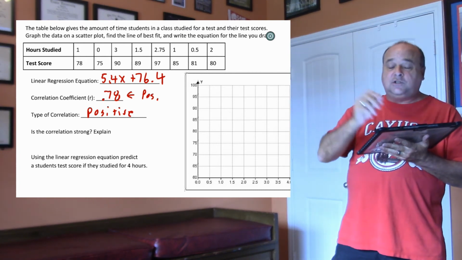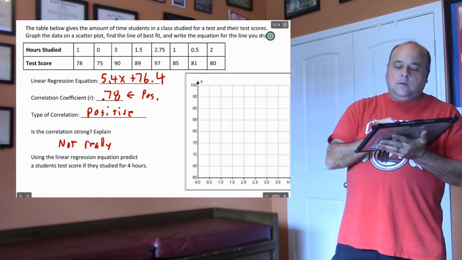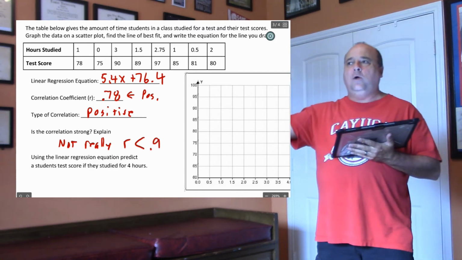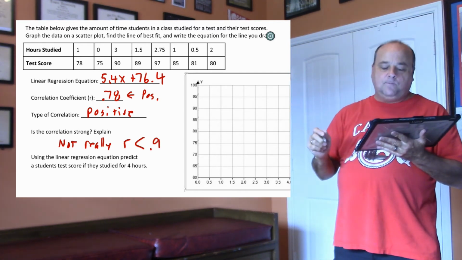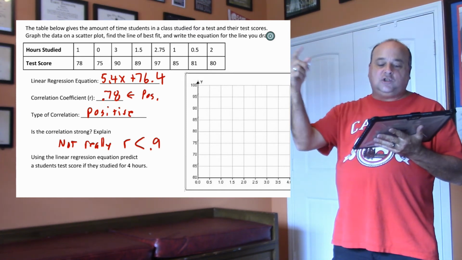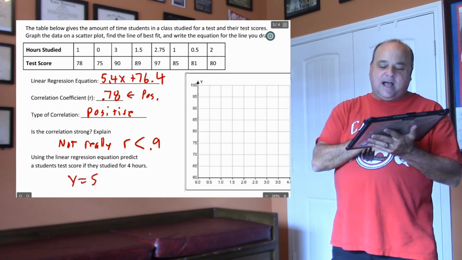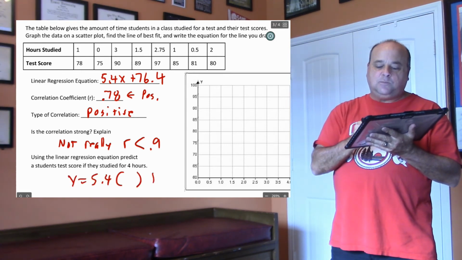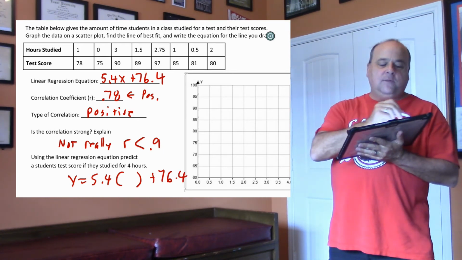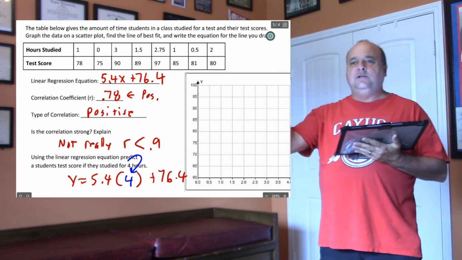Is the correlation strong? Not really. And write down R is less than 0.9. So if it's above 0.9, it's going to be a strong correlation. Now then, using the linear equation, predict a student's score if they studied for 4 hours. So you're going to write down y equals 5.4 parentheses plus 76.4. And what would we plug in for the x? We're going to take this 4 and plug it in, aren't we? And then just graph it.